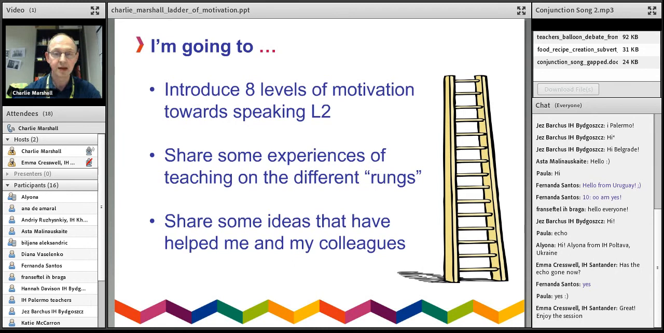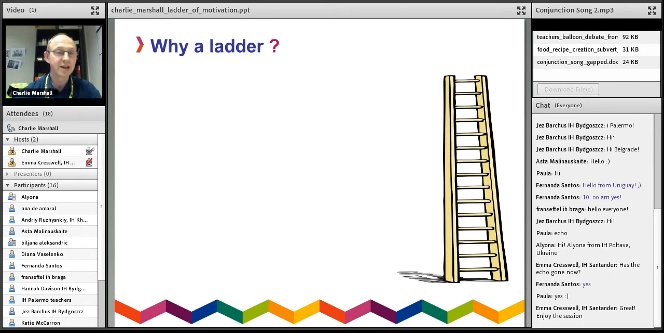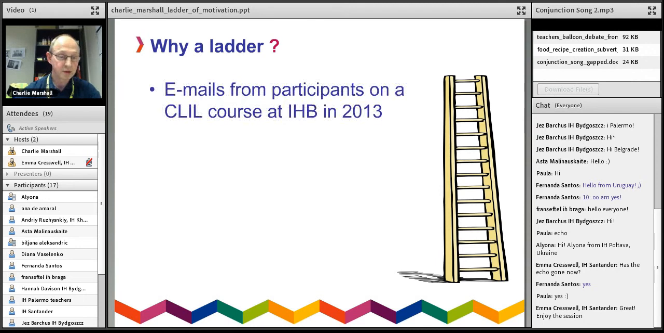Okay, so I think perhaps everybody's wondering why choose a ladder. About a year ago, we had a CLIL course. A group of Swiss teachers came to IHWO Bristol, and before they came, they sent me emails about what they wanted to address. The biggest problem they all seemed to have was motivating their learners. The emails suggested that they didn't all have the same problems. Some of them had serious problems with behavior, and some of them just had learners who were a bit bored or a bit sleepy. And some of them had very good learners and they wanted to motivate more. So that was the situation.